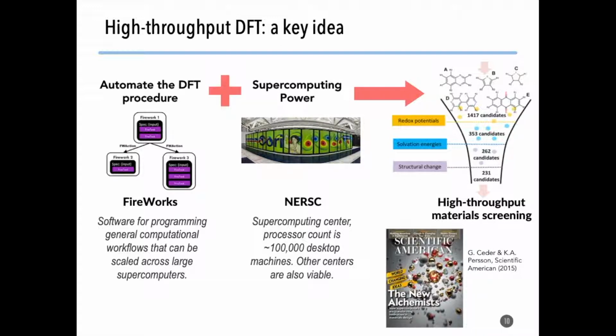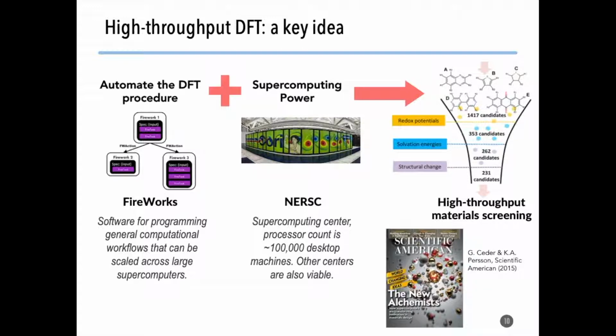There's one called NERSC at Lawrence Berkeley Lab, which is about 100,000 different desktop machines. So imagine everybody here had 500 computers or something running all the time. That would be like the size of NERSC. So being able to run these calculations on these large supercomputing centers allows us to maybe screen lots of different materials with this density functional theory technique. And this is something that was listed in Scientific American as kind of a world-changing idea.